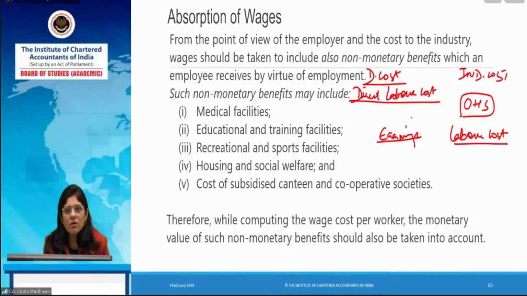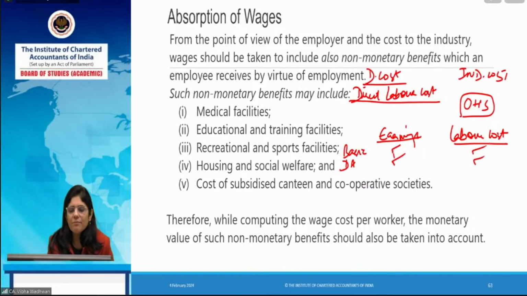Earnings and labor cost. Normally we think whatever we are paying to an employee is labor cost only, so both amounts should be equal. No. We are paying basic salary to employees, so it is earnings also and it is labor cost also. I'm paying DA to them. It is earnings also, it is labor cost also. That means the employee will get it in cash. It's a monetary benefit. Now I'm giving overtime to the employee. It's earnings also and labor cost also.